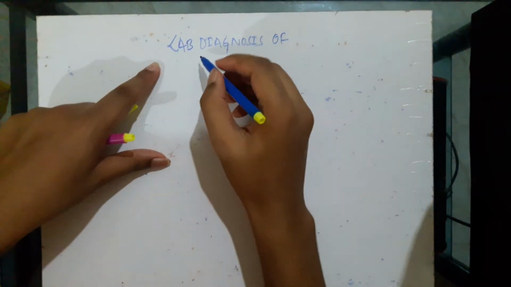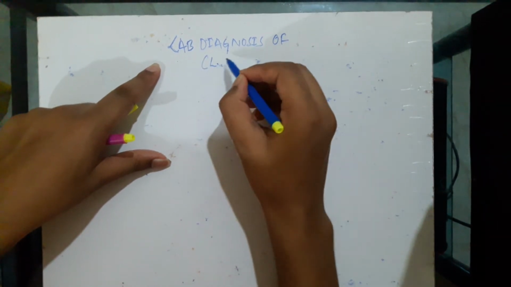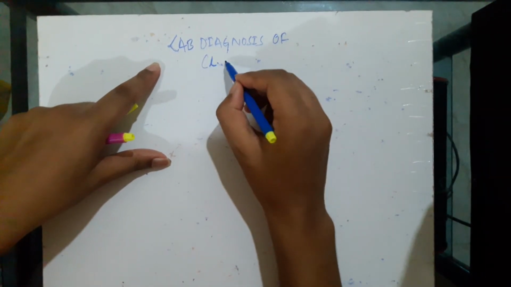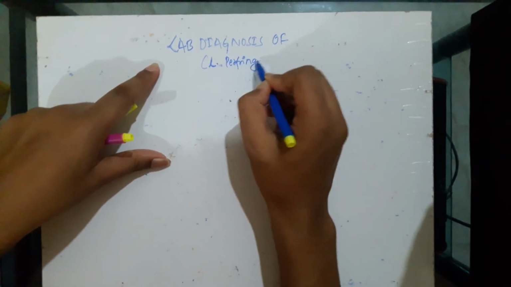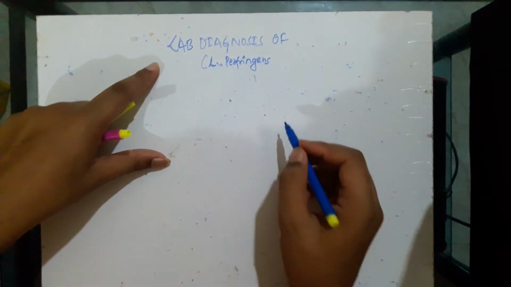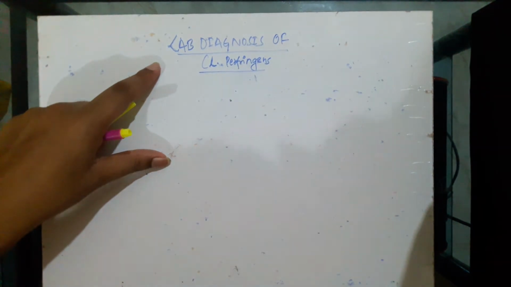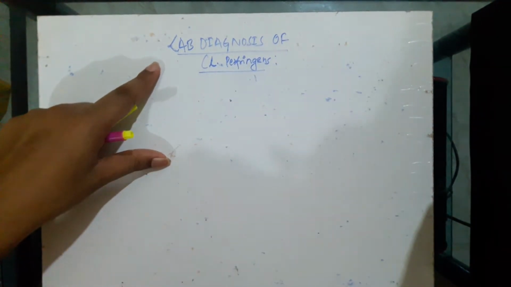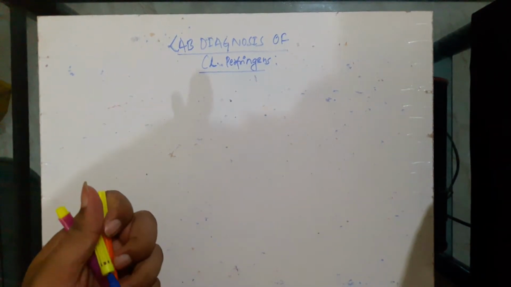Lab diagnosis of Clostridium perfringens. Why Clostridium perfringens? Because the majority of the cases are due to Clostridium perfringens. So lab diagnosis of Clostridium perfringens, then we will discuss the treatment of gas gangrene.